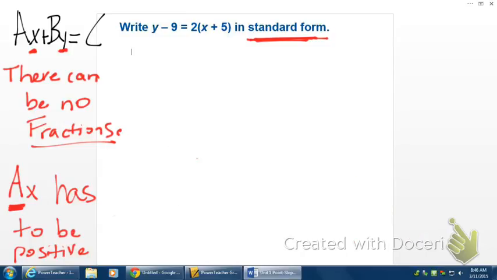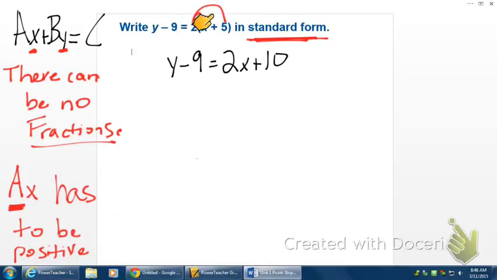Let's take this point slope form to standard form. Okay? So let's go ahead, Dakota. Turn around, please. Let's go ahead and distribute the 2, just like we would do normally. Okay? So we're going to have y minus 9 is equal to a 2x plus 10. Okay? So all we did right there, first step, let's distribute that 2.